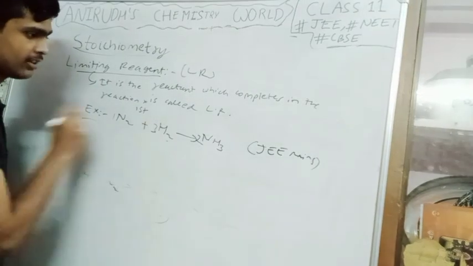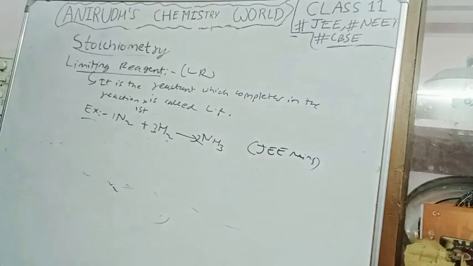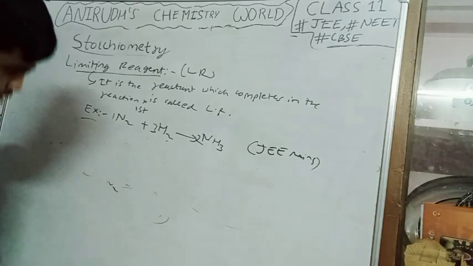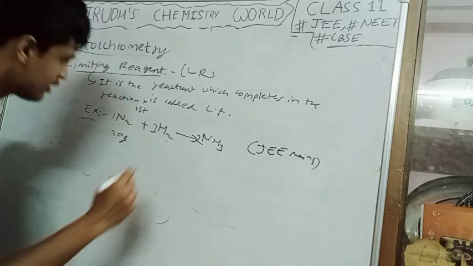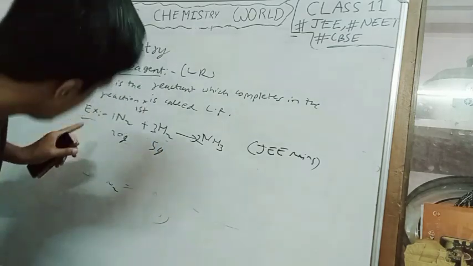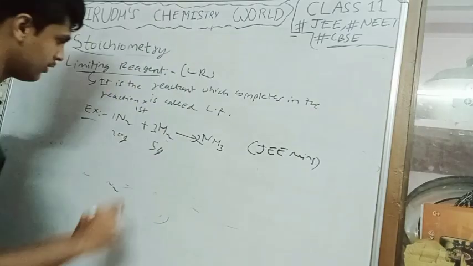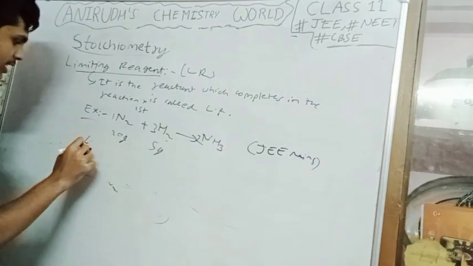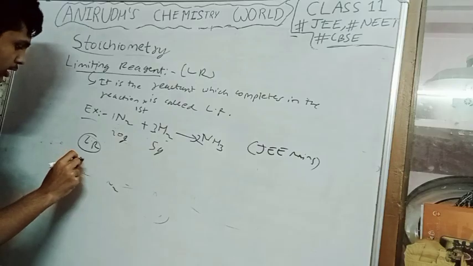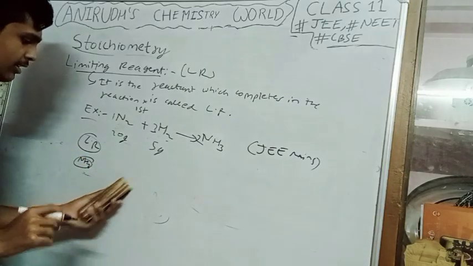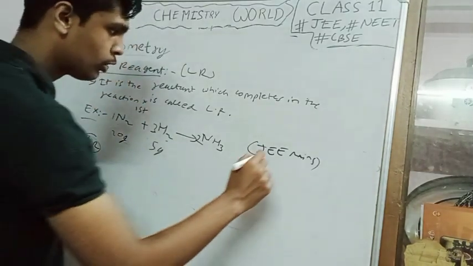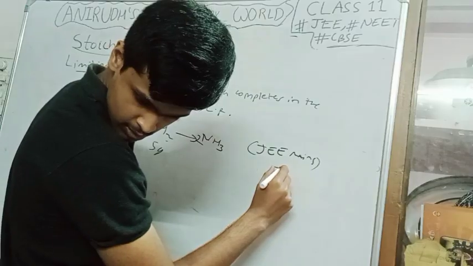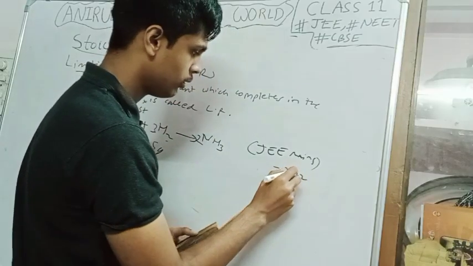You are given this reaction, and I'll write the given details. You have 20 grams of N2 and 5 grams of H2, and you need to find which is the limiting reagent and how much NH3 is formed. These are the things you need to find. This is a JEE Main 2022 PYQ.